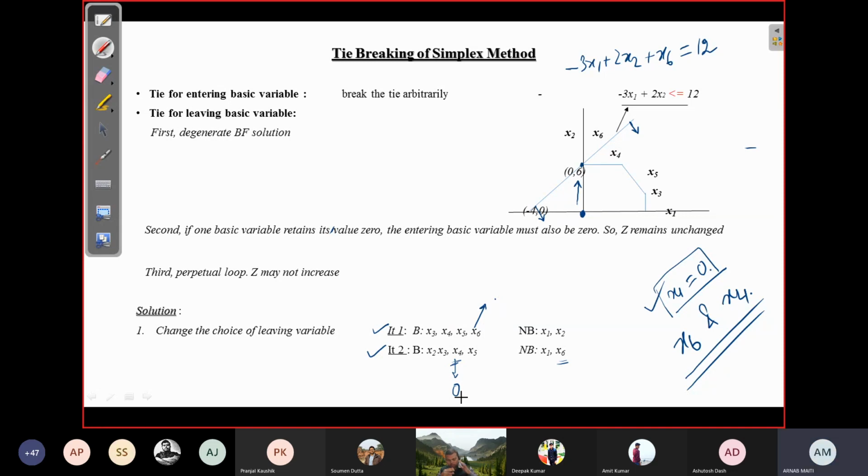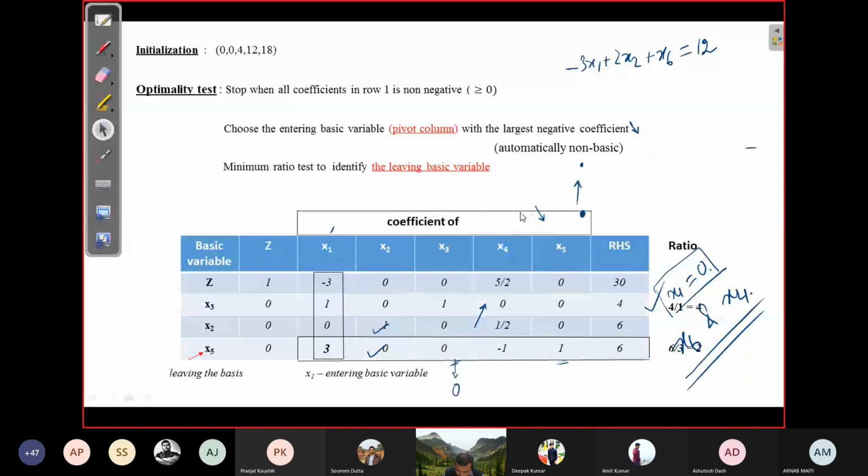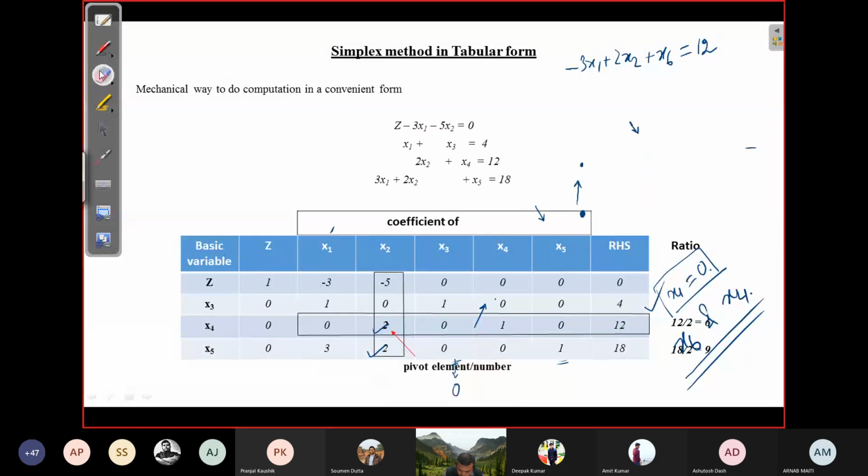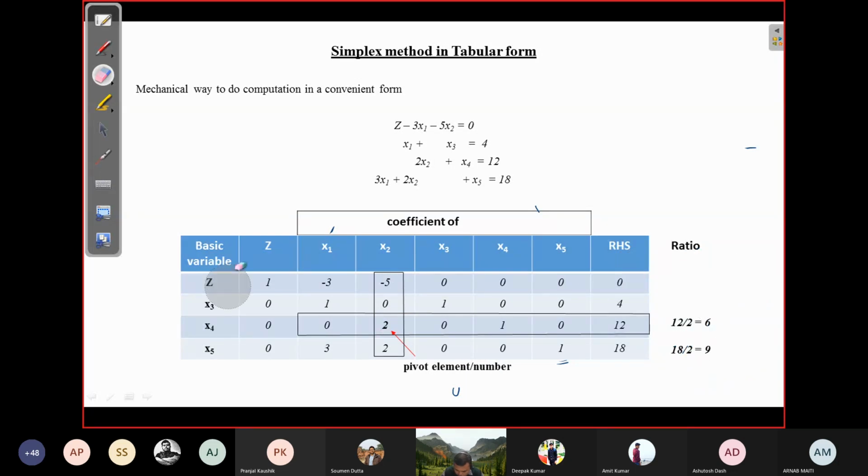Sir, can you once write the equations? Okay, okay. Yeah, I'll just go back to this. So you write down this new constraint, minus 3x1 plus 2x2 plus x6 equal to 12. So this is the new constraint being added to the system, right? And the initial table I'll show you. So this is the initial table, right? And these are the equations. So please add that new constraint to it. So you will have another row at the end, right, for X6 slack.